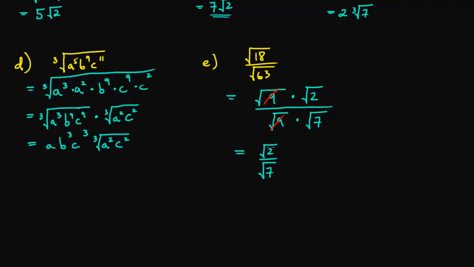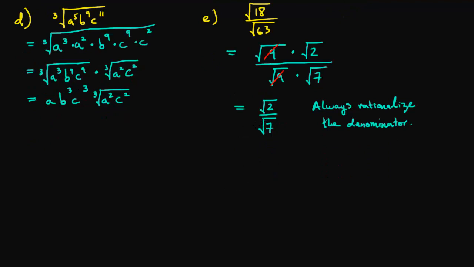Now, since it's very difficult to add or subtract, or I guess it's more difficult to add and subtract numbers with radicals in the denominator, we'll say to always rationalize the denominator. The denominator. So what does that mean? Well, it means that we're going to try to get an integer in the denominator. Now, you might have some trouble thinking about how to do this, but there's a really easy way.